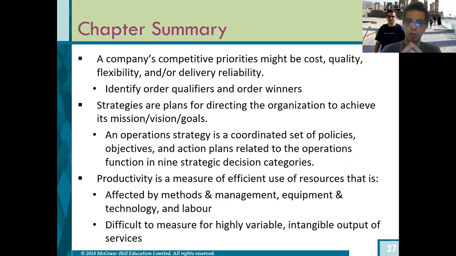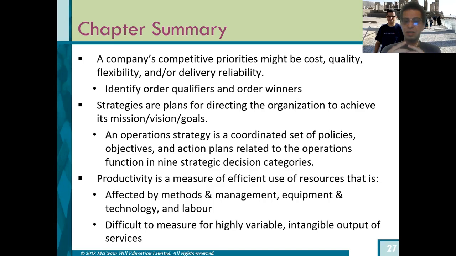Now, in this chapter summary, a company's competitive priority might be cost, quality, flexibility, and or delivery reliability. In the old days, Toyota had a very low cost for the customer. That's why they were competing. Mercedes had high quality. That's where it was competing. So we need to identify order qualifiers and order winners. That's when you have an RFI and RFP, and we can discuss it in detail.